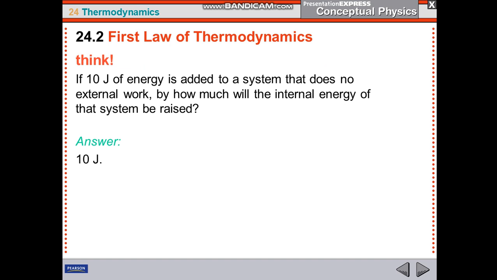As you know, heat added equals the change or increase in internal energy plus work done. Here in the question, 10 joules is added. It does no external work. So definitely the internal energy change or increase will be the same as the heat added. So it is 10 joules.